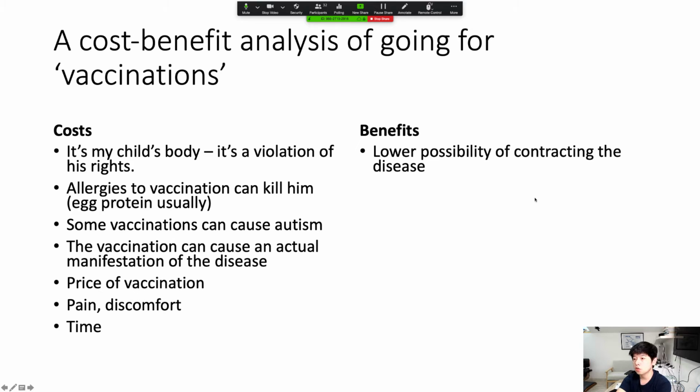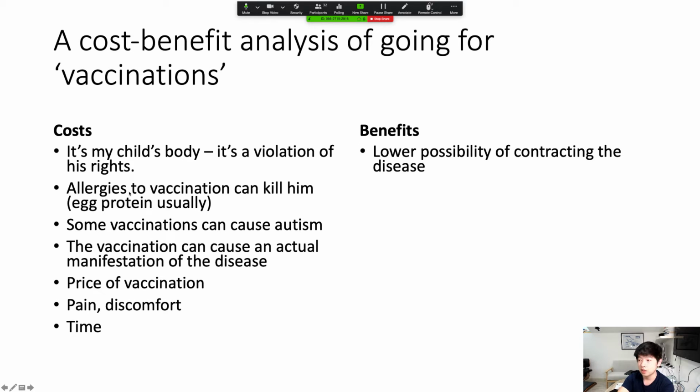Now, let me run through with you the cost and benefit analysis of going for vaccinations by parents. This is quite crazy. It's very Angmoh style, a very Western kind of mindset. So their cost is like this. You watch, the way the American side sometimes can be quite ridiculous. Oh, it's my child's body. They are not old enough yet to decide, so I don't want to violate their body. An injection to their body is a violation of their body. How ridiculous is that, right?